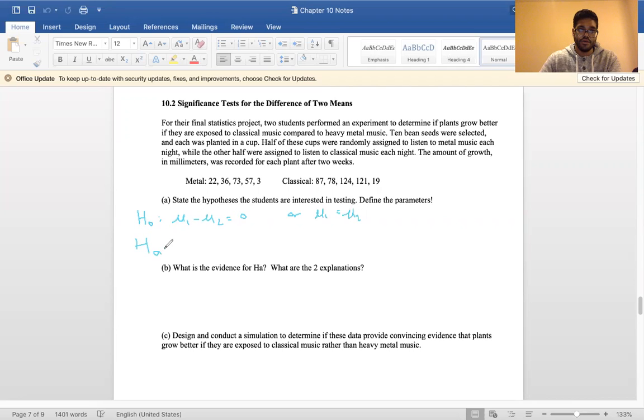HA: mu1 does not equal mu2. Right, again, look at the problem. It could be less than, it could be greater than, depending on what your problem is. Okay.